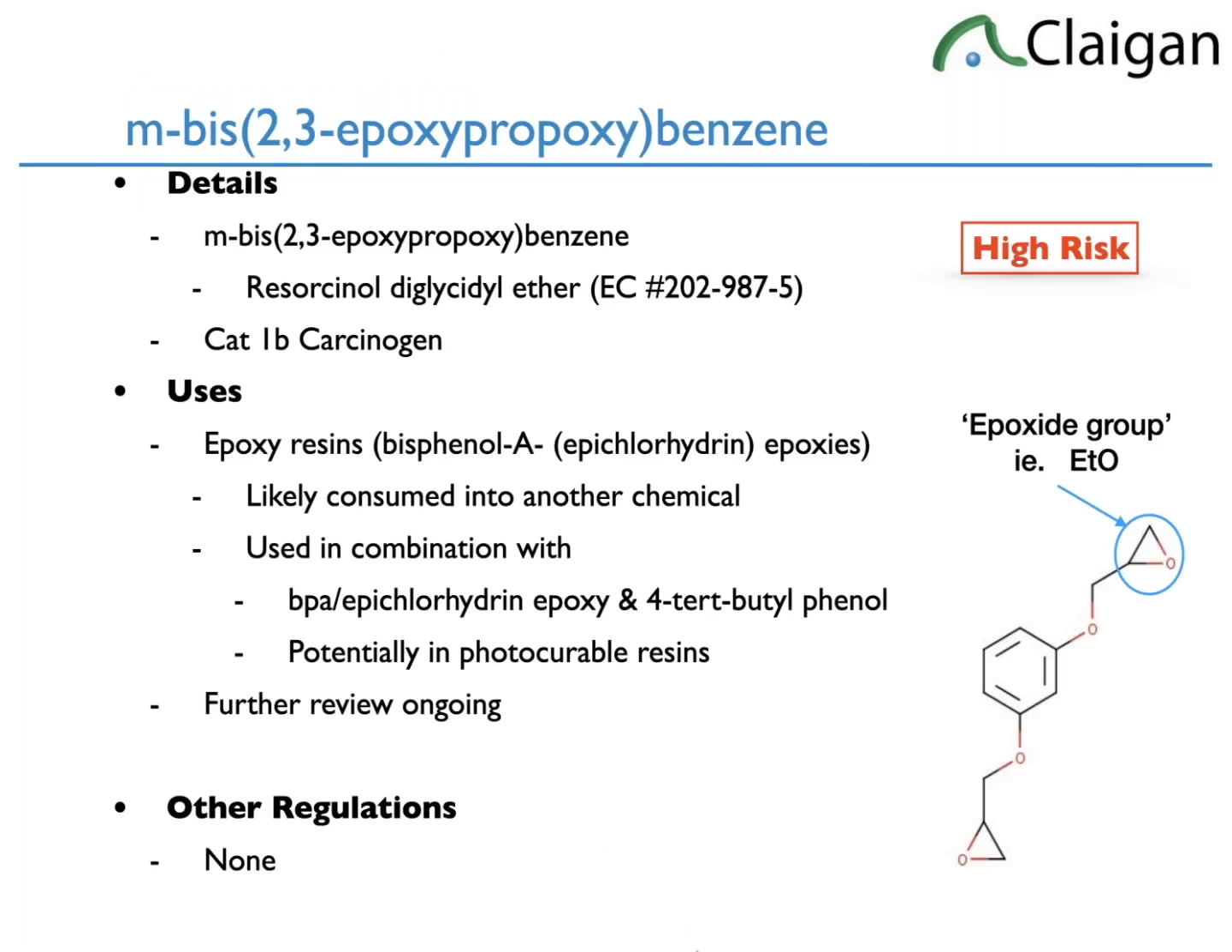This is MBIS 23, epoxypropoxybenzene, which is never what it's called. It's called resorcinol diglycidyl ether. It is an epoxide. It's got an epoxide group. That's ethylene oxide in the end. And this is what gives it its hazard rating. It's the ethylene oxide. So ethylene oxide, ETO, is that pyramid or triangle with an oxygen at the top. Looks like a sun coming over the pyramid. All epoxies have it. That's an epoxide.